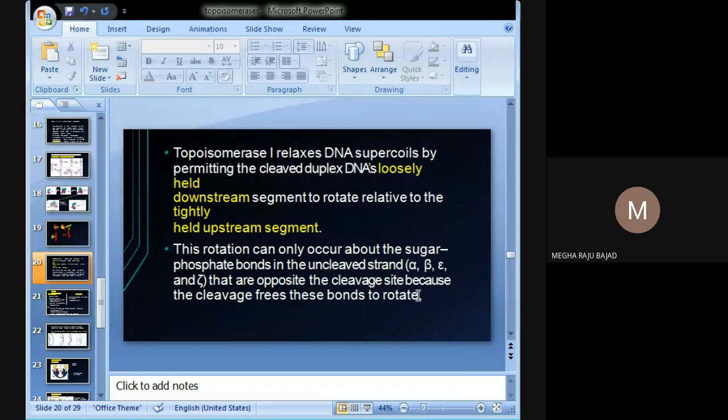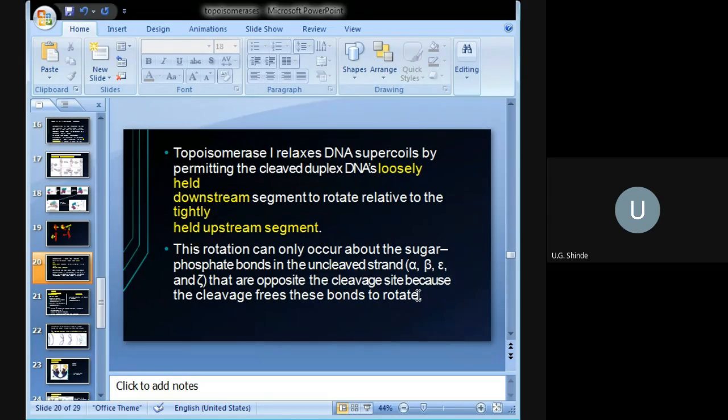Yes, sir. Okay. Now we'll see topoisomerase 1. आगे बढ़ते हैं. होप सो कि 1b के मैकेनिज्म आपके समझ में आई है. So topoisomerase 1 is going to relax the DNA supercoils. How? By giving a permission for the cleaved duplex DNA to again loosely held downstream. These segments are going to rotate relative to the tightly held upstream segment. So that is the mechanism of topoisomerase 1, which is going to permit the supercoiling for the cleavage strand.